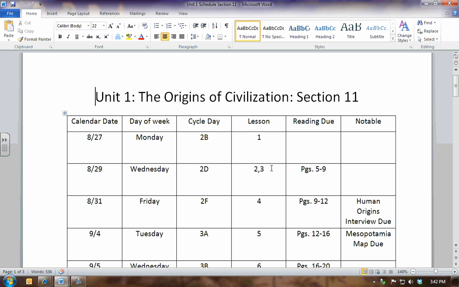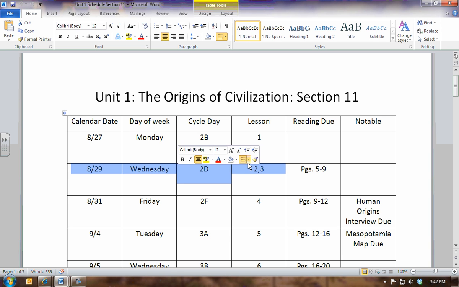Now the nice thing about this unit guide is if you lose it, you can print it off online. Also, these big dates you're going to see on Passport. For instance, for August 29th, which is a Wednesday, you are going to meet on the second D-Day and do lessons 2 and 3, which I'll show you where those are, and then you're going to read pages 5 through 9 out of your textbook.